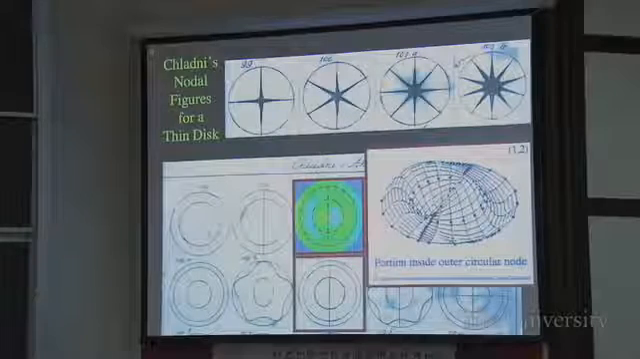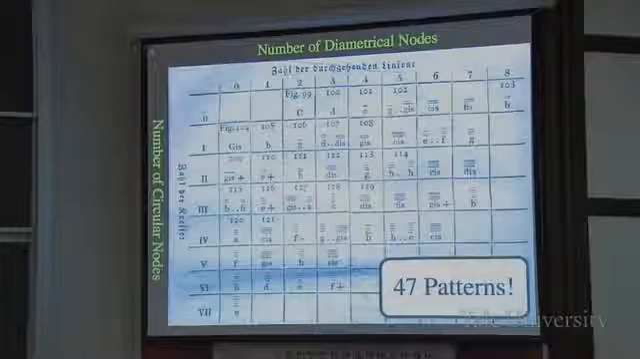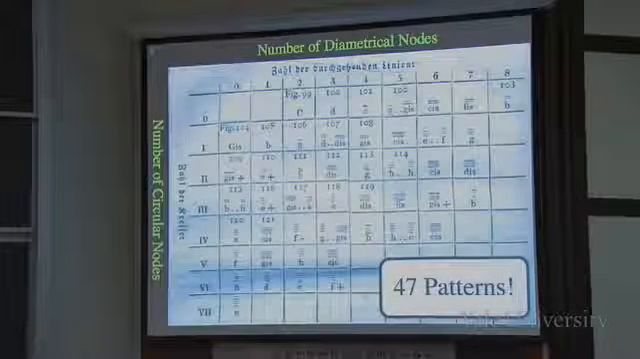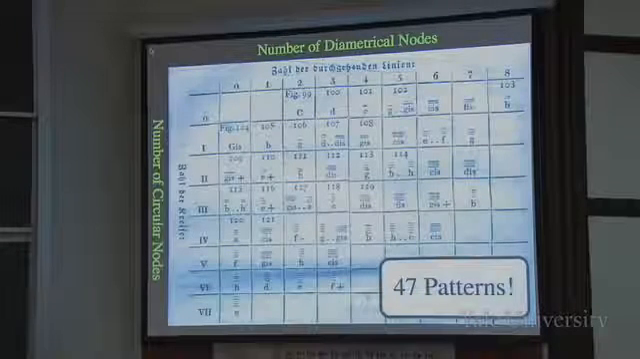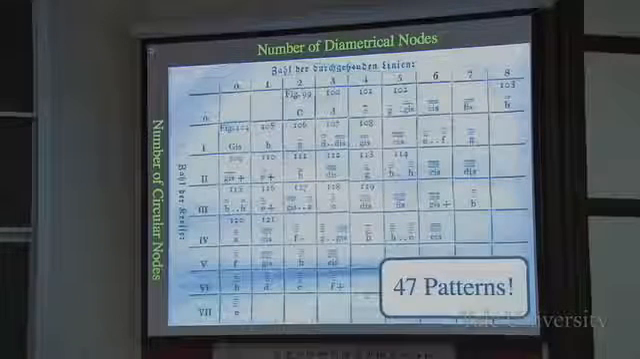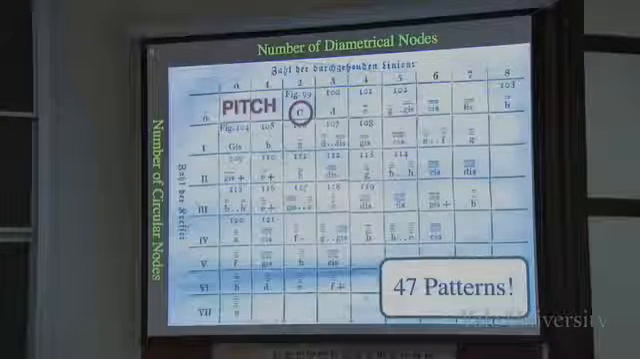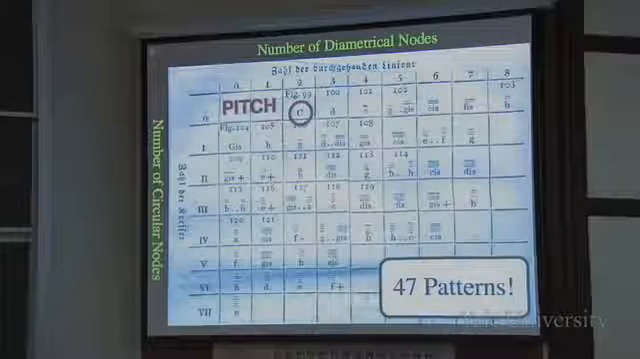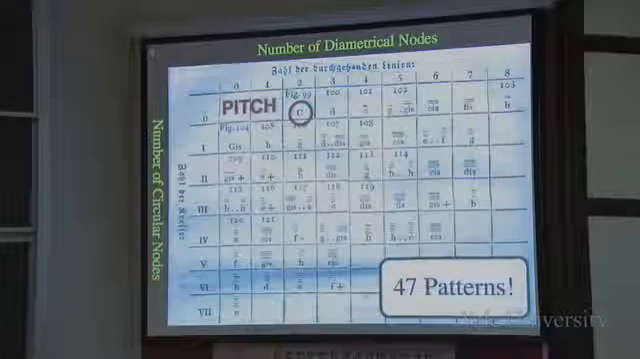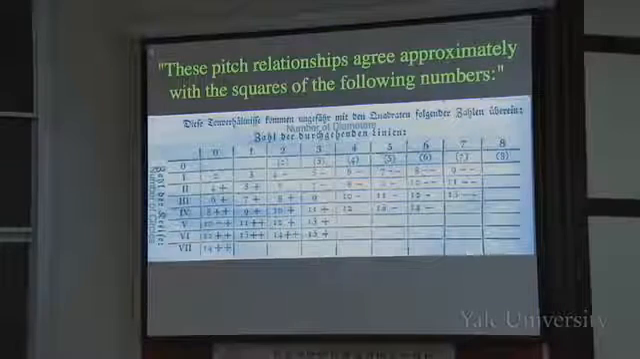Now, Chladni was interested in sound, right? So he found what pitch each of these different patterns corresponded to. This table shows the number of diameters that are nodes, the number of circular nodes, and what pitch it corresponds to. And the little lines mean it's a little sharp or a little flat, something like that. For example, the one with 2 diameters and no rings is the pitch C. Got the idea? So then he tried to figure out if there's a mathematical relationship among these things. Those were 47 patterns that he observed.